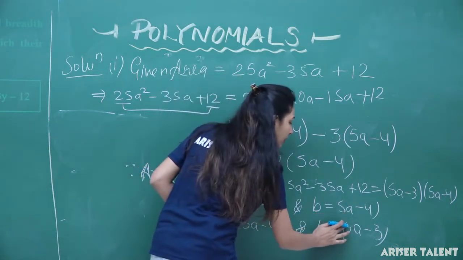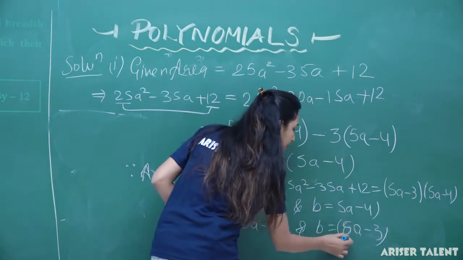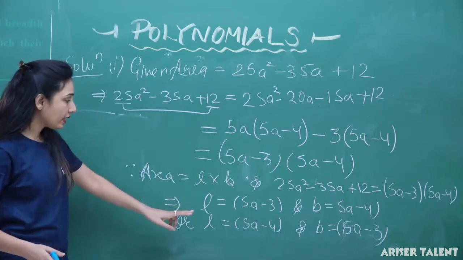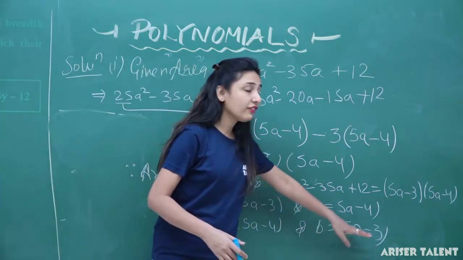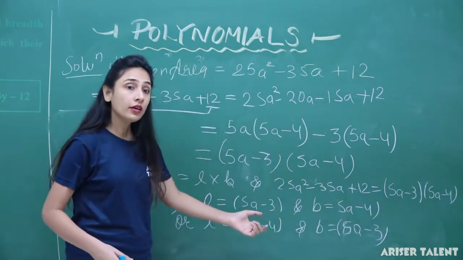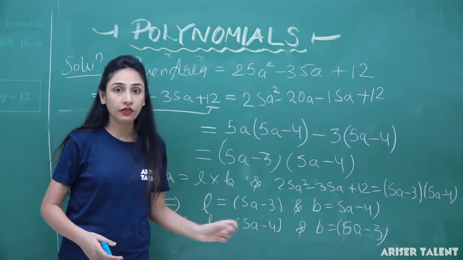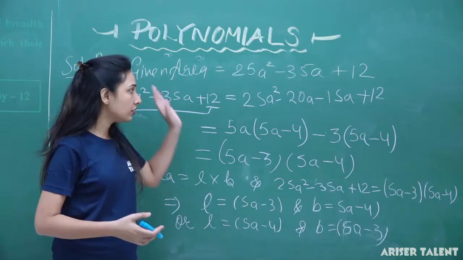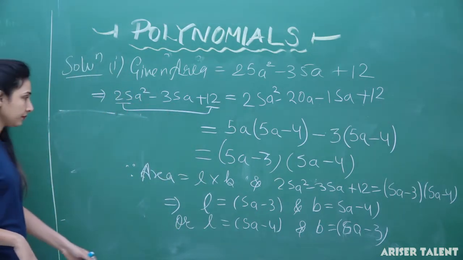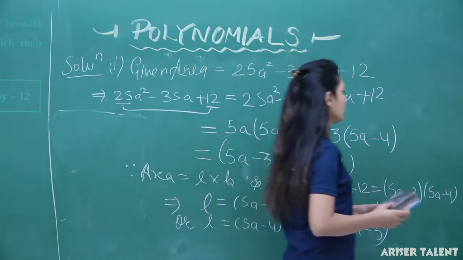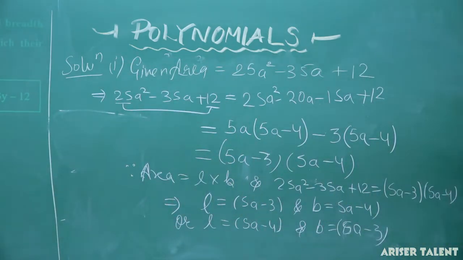Anything can be possible, right? You can have a rectangle of 5a minus 4 for length and 5a minus 3 for width, and you can have the vice versa also, right? So this is our solution, note it, and then we will move towards the next question. Okay, noted?